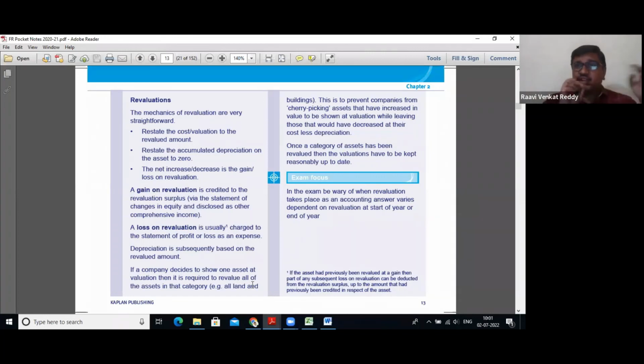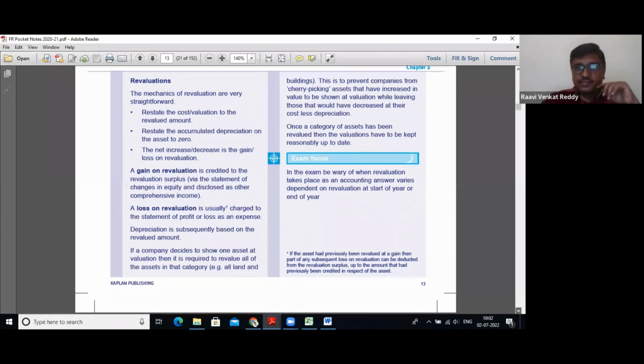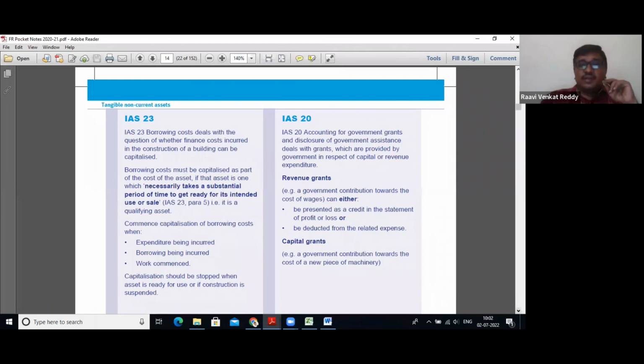For your better understanding, let me give an example. If a company wants to revalue the assets in the marketing department, then all the assets in the marketing department need to be revalued. If you choose any specific category of asset, you cannot pick only one asset in it. If one asset is revalued, all the assets in that category should be revalued. This is the main important thing you need to remember. Clear? I hope it is clear.